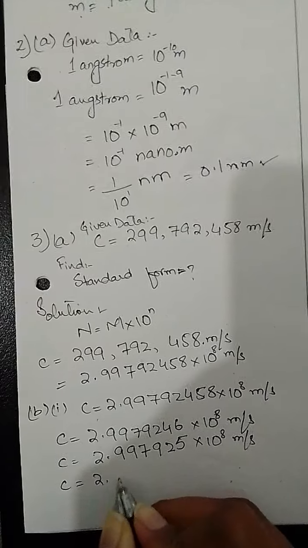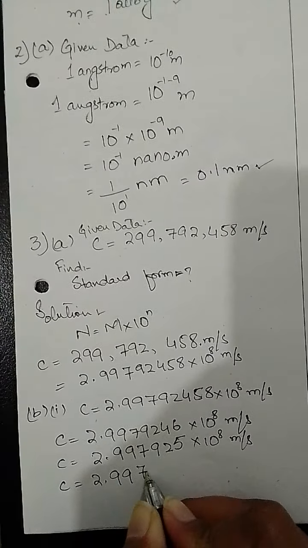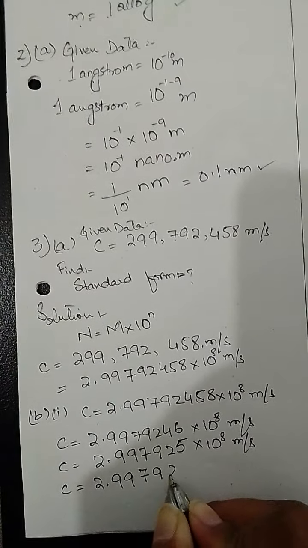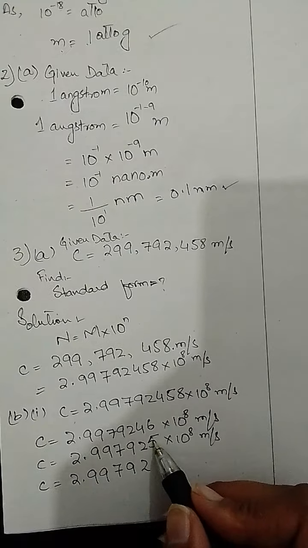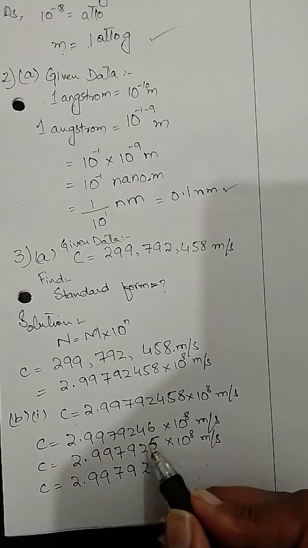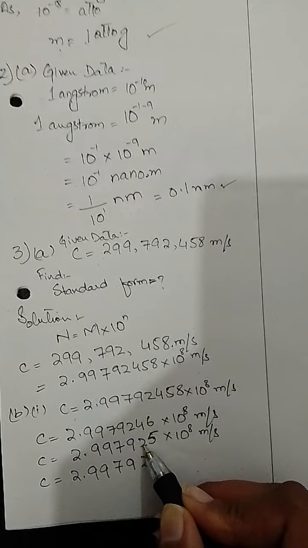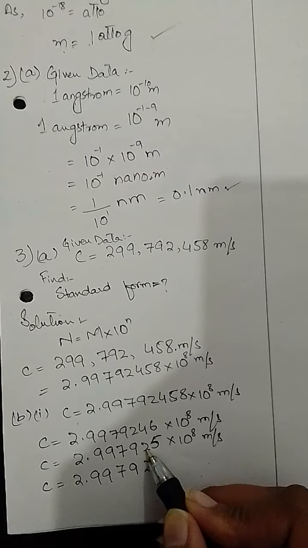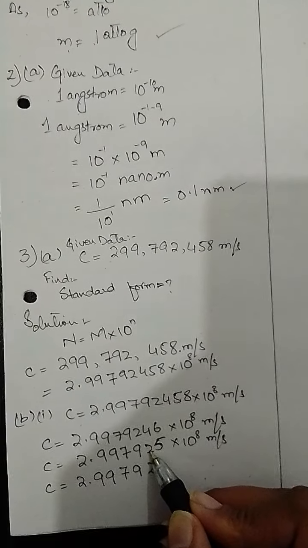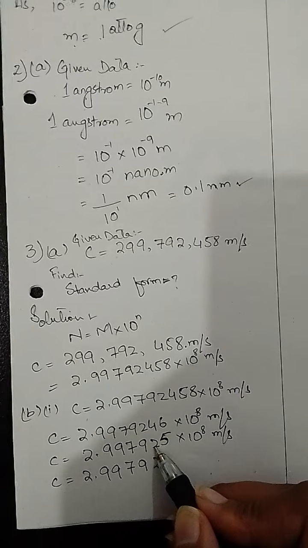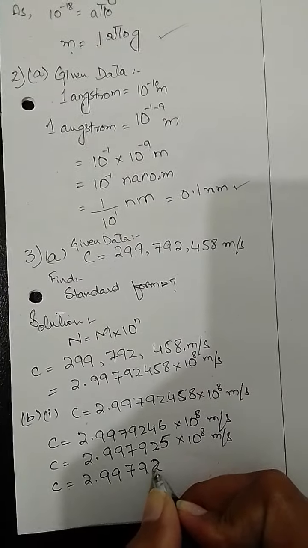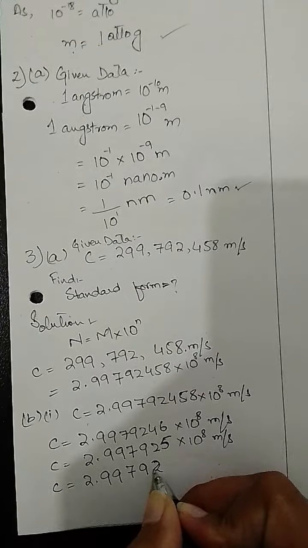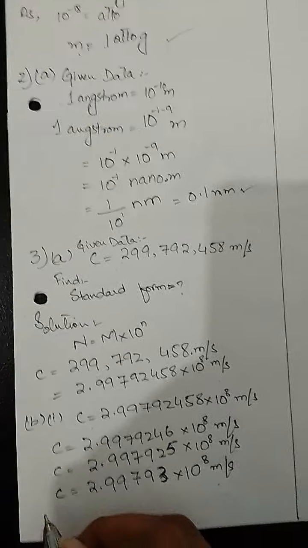c equals 2.99792. Now remember that in the case of 5, we have to see the second last digit. If the second last digit is even, then we have to add 1 to the second last digit. So as 2 is an even number, we have to increase its value by 1. So 2 would actually become 3, into 10 to the power 8 meters per second, right?